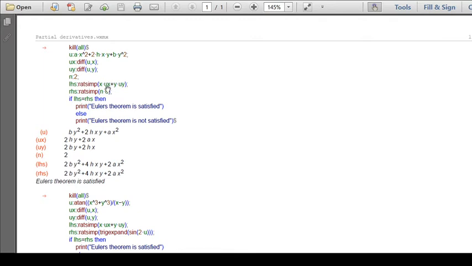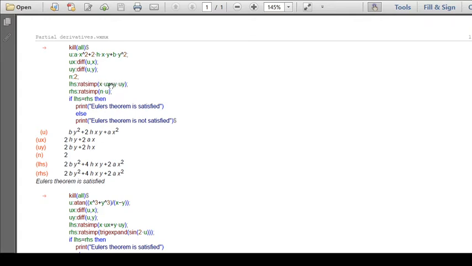And as we know that we have to find dou u by dou x, let us find ux, which contains differentiation of u with respect to x, and uy, which is dou u by dou y. So uy contains differentiation of u with respect to y, and we know that this function is a homogeneous function of degree 2, so your n is 2. Now, what is the left hand side of Euler's theorem? It is x into dou u by dou x plus y into dou u by dou y.